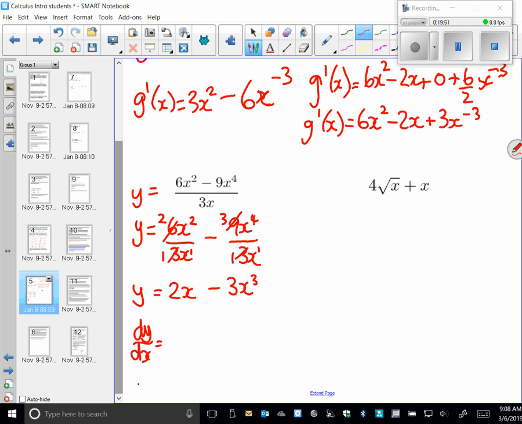No? Does anyone else remember when there's just an x attached to it? Elena? Just 2. Good, yeah, it just goes to 2. So when there's just an x, no powers at all, it will always just be its coefficient. Okay, so that one becomes 2.